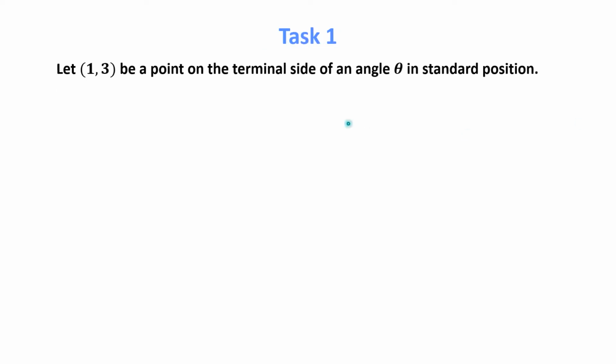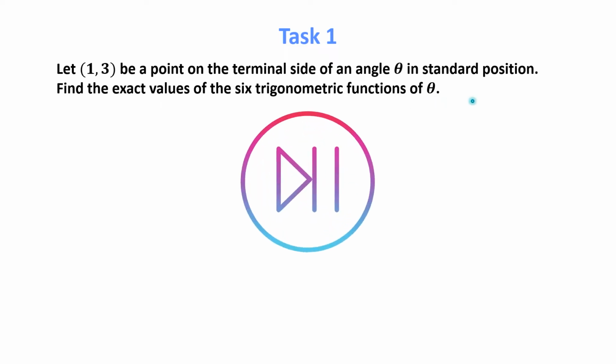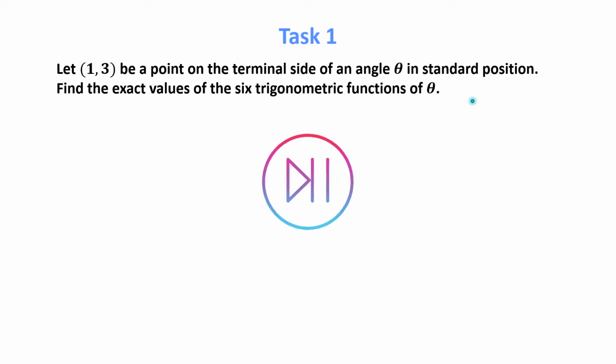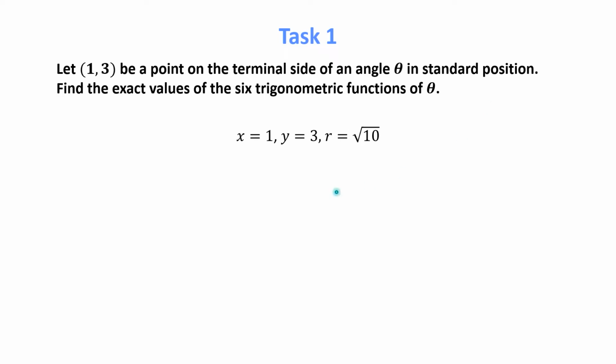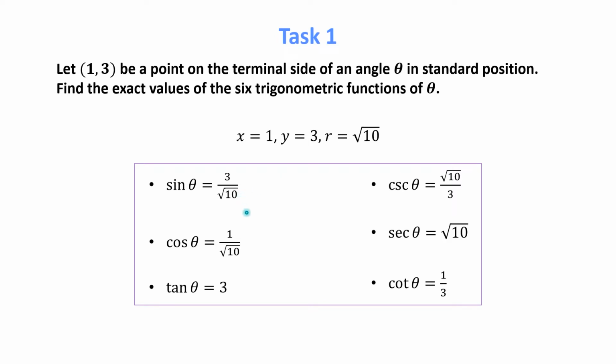Here's a question for you to try. You're given the point 1, 3 as being the point on the terminal side of an angle theta in standard position. And then you need to find the exact values of the 6 trigonometric functions of theta. So you may now pause the video and attempt the question, and when you are ready to continue, please press play. So you should have found x, y, and r to be as follows. And from these, you should have found the values for sine, cos, tan, cosec, sec, and cot to be like so.